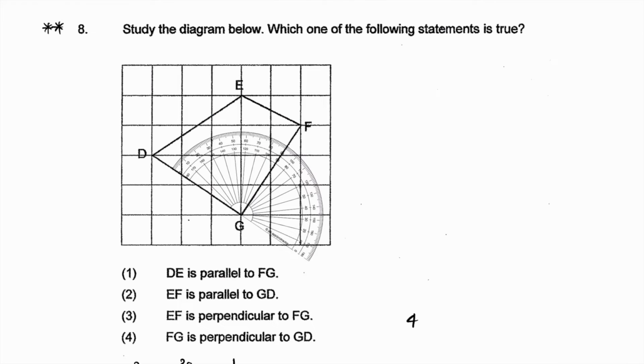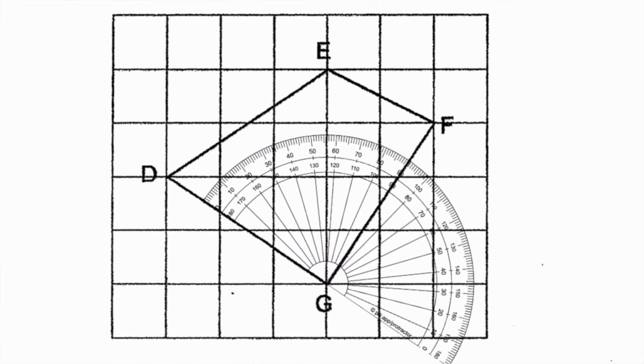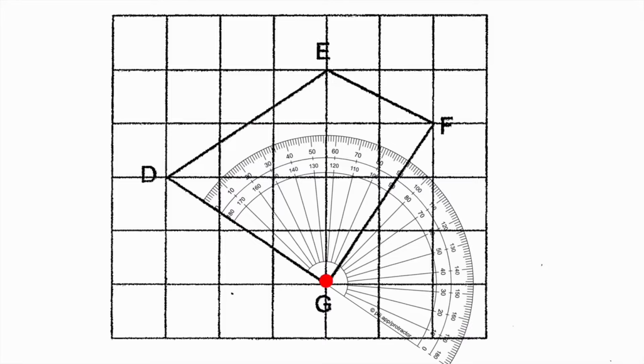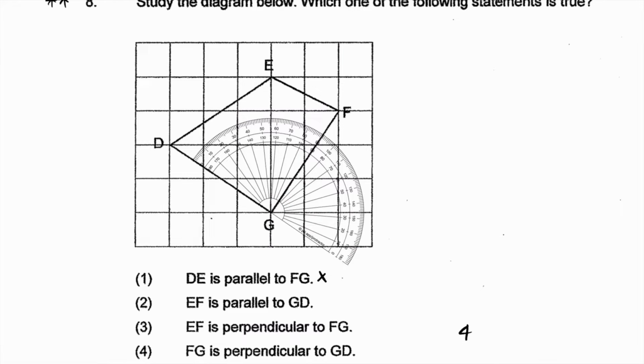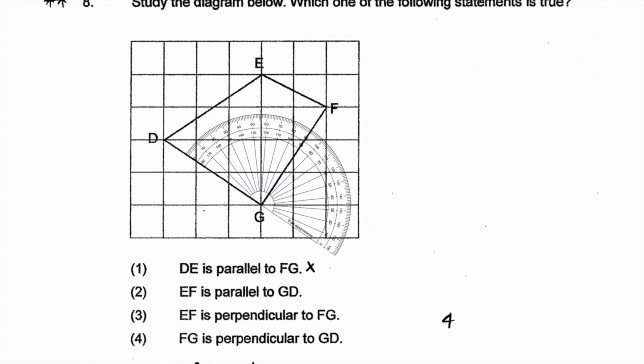Here we have a level 2 question. Now, let's see if DE is parallel to FG. If you look here, DE will definitely meet with FG. So clearly, number 1 is out. Which one is true, though? Is EF parallel to GD? Now, this is slightly trickier.